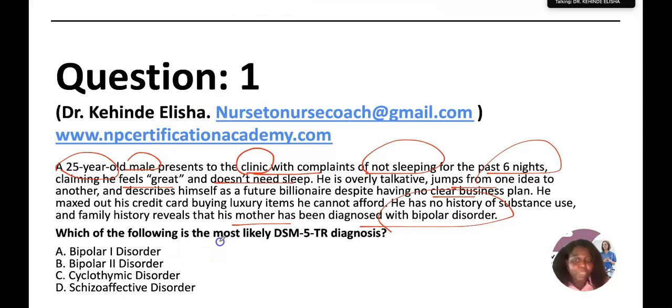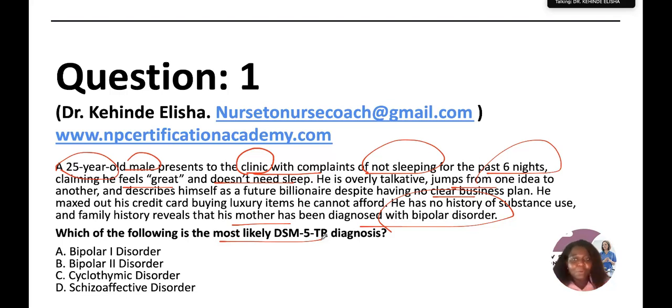So which of the following is the most likely DSM-5-TR diagnosis? A, bipolar 1 disorder. B, bipolar 2 disorder. C, cyclothymic disorder. D, schizoaffective disorder. Now, let me tell you something about this question. First of all, it's thick. Thick, man.